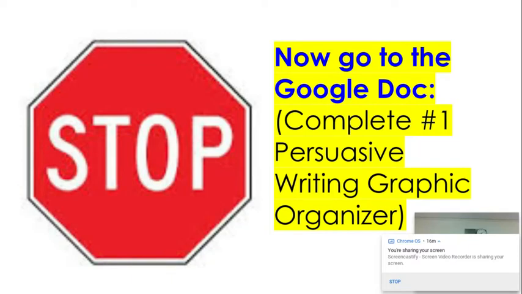So you're going to go to Google Doc number 1. It's called Persuasive Writing Graphic Organizer. You're going to open that up. It should look just like the sample that I showed you. And you're going to type your opinion sentence, 3 reasons, and then restate your opinion in a different way. And you are using complete sentences for all of these. So you may stop the video here, go complete Google Doc number 1, Persuasive Writing Graphic Organizer, and then come back when you're finished.